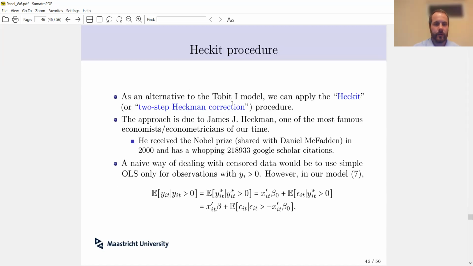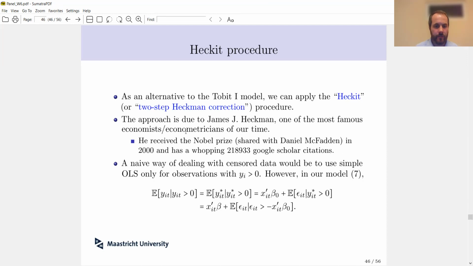Okay, so we can estimate this model by maximum likelihood, but instead of the maximum likelihood procedure, we can also choose to use the Heckit or the two-step Heckman correction. Now, this is due to a super famous econometrician, James Heckman. He got a Nobel Prize already in 2000, and some people say he may get another one. And he has an insane amount of Google Scholar citations. So this guy is really one of the leading researchers in econometrics.